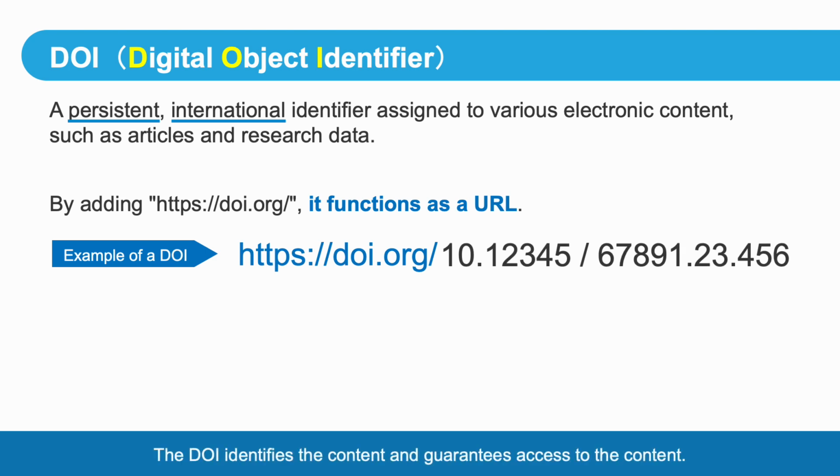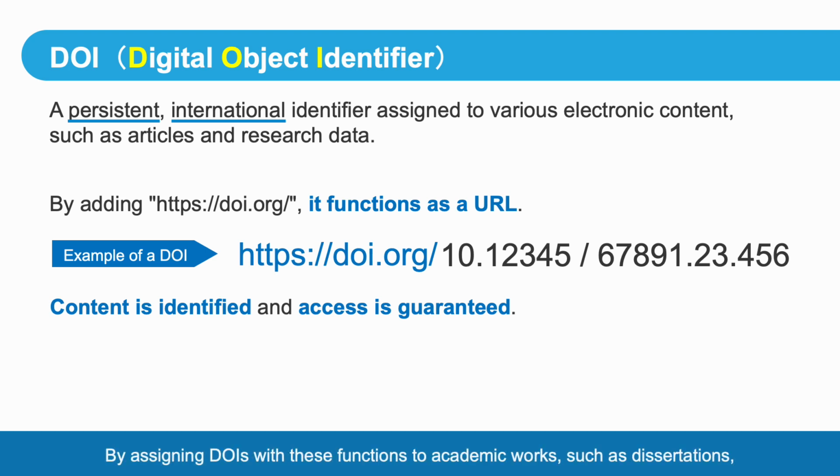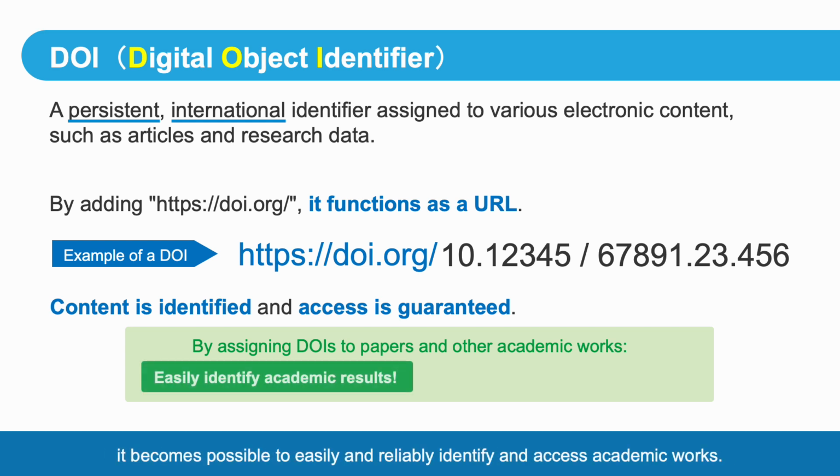The DOI identifies the content and guarantees access to the content. By assigning DOIs with these functions to academic works, such as dissertations, it becomes possible to easily and reliably identify and access academic works.